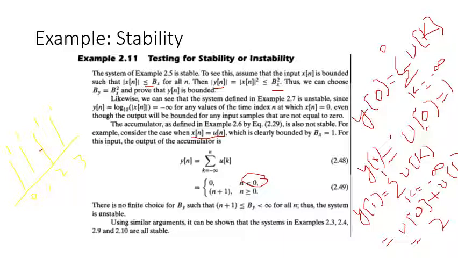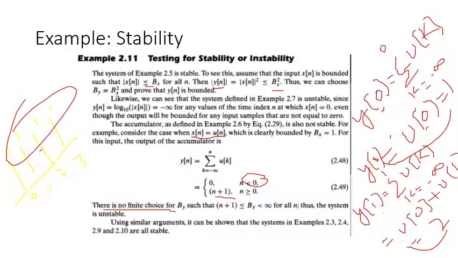So we have seen that when we are calculating at 0, we get the output 1. When we are calculating at 1, we get the output 2. It means that the output is n plus 1. When n is equal to 0, output is 1. When n is equal to 1, output is 2. It means that we have bounded the input. Input is always 1. But because of the accumulator system, output is not bounded. So there is no finite choice for by. N plus 1 is less than by is less than infinity. That's why this system is not stable.